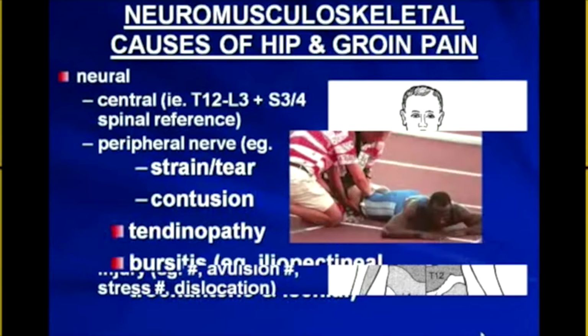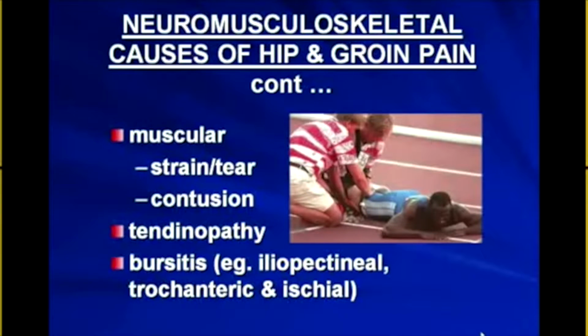We also have muscular causes of hip and groin pain, whether a strain being a grade 1, 2, or 3 injury, with grade 1 being just a few microfibers torn, right up to a grade 3 tear, which is a complete tear. We're going to talk about contusions. We're going to talk about tendinopathy versus tendinitis versus tendinosis. So tendinopathy is simply pathology of the tendon. Tendinitis is inflammation, and tendinosis is breakdown or degeneration of the tendon.